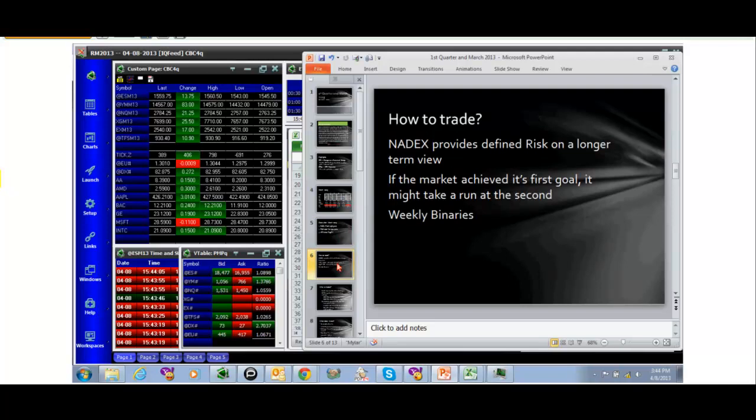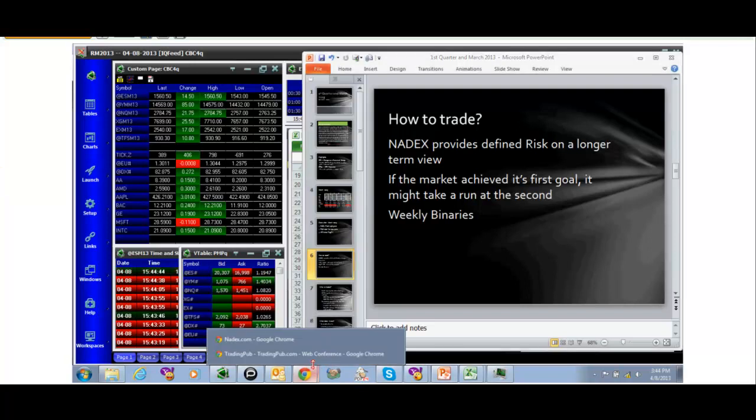Well, because we don't know exactly what the market's going to do, we want to have some sort of trading mechanism that allows us to look out, say maybe on a week-long basis. I like using the weekly binaries in Nadex, especially if I've got a setup that I can take advantage of at the start of the week, and last week I had that. But Nadex provides defined risk on a longer term view. And by that I mean if I'm looking at the weekly contracts, and I'm going to show you these right now. These are the weekly contracts.